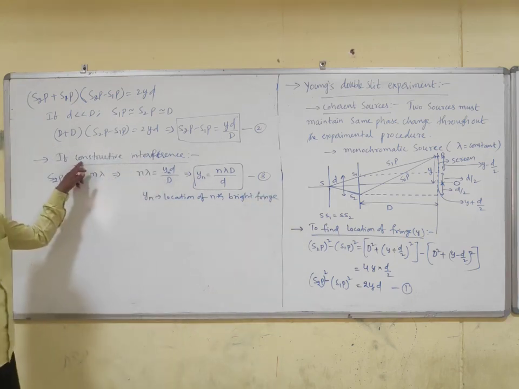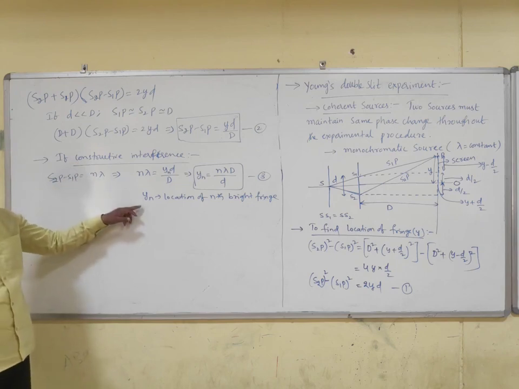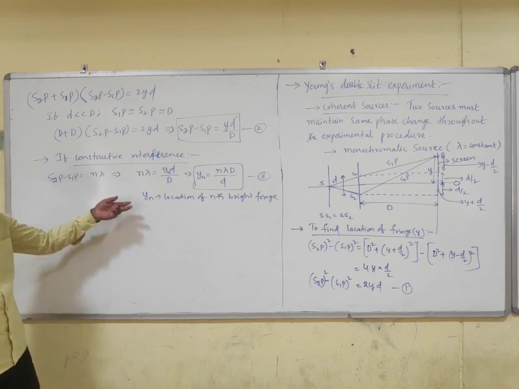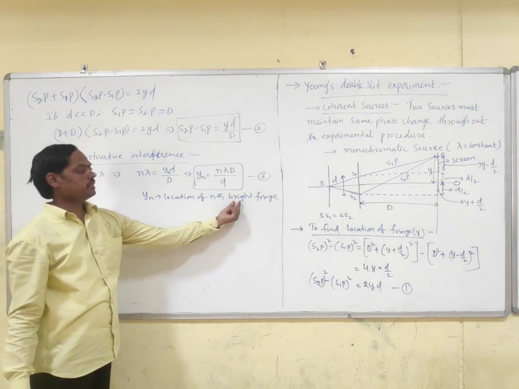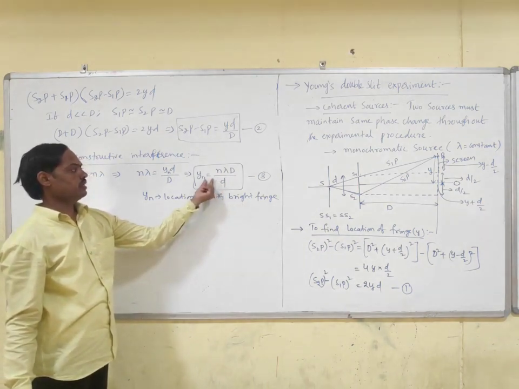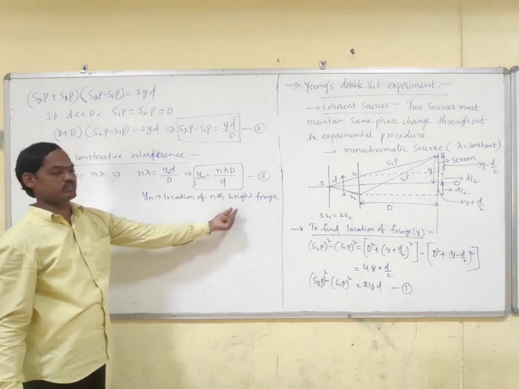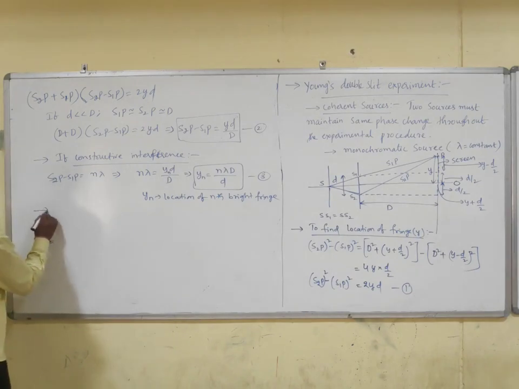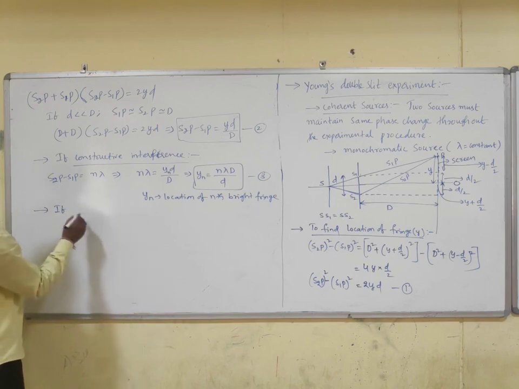For constructive, what do we get? Intensity is double, okay? Square of the double. So that's why we will get a bright spot. So this is the condition to find the location of the bright fringe. Now similarly, what is the location of the dark fringe? Okay, if destructive interference.